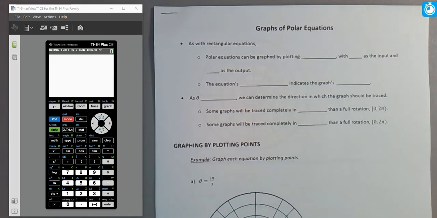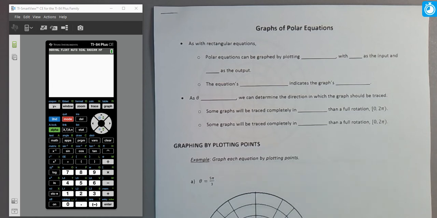In this video, we're going to talk about graphing polar equations. So in the last video, we introduced polar coordinates. We also talked about how we could convert polar coordinates to rectangular coordinates, since we're familiar with graphing in rectangular coordinates, x and y. Well, we don't actually need to do conversions in order to graph polar equations.